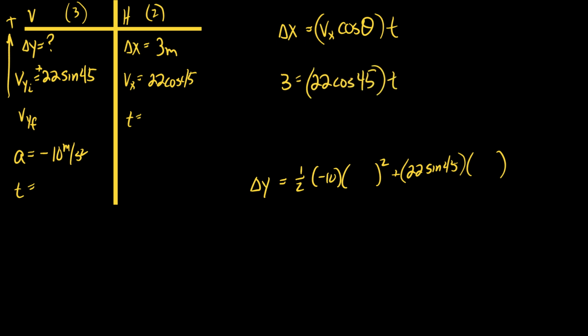I suspect this is a very short amount of time, but let's see. 3 divided by 22 divided by 45 cosine. I get a time of 0.193 seconds.